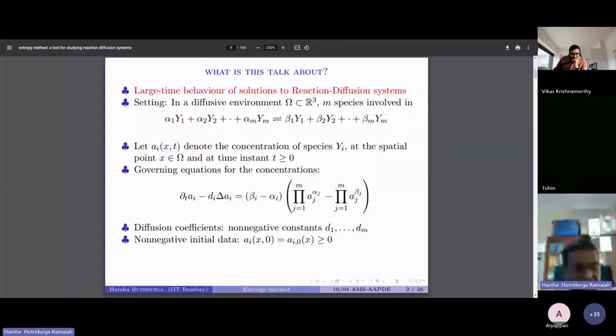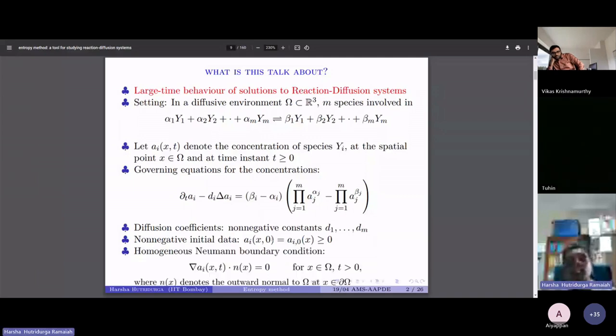We are studying concentrations here. This is an evolution equation, so you will feed non-negative initial data for this equation. And we are also assuming that, in this bounded domain omega, on the boundary of your domain, there is no outward flux of your concentration. So this is the Neumann boundary condition for ai that is equal to 0. So this is the setting. We will work with a reaction diffusion system with initial data and homogeneous Neumann boundary condition.